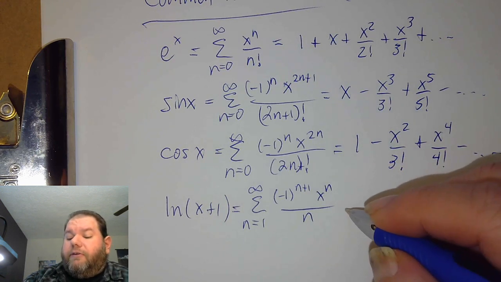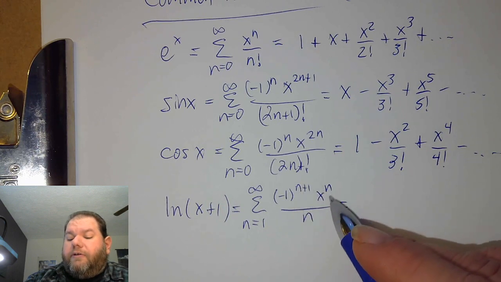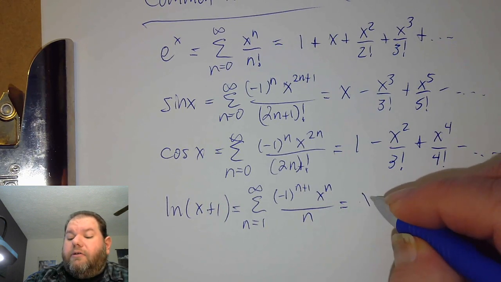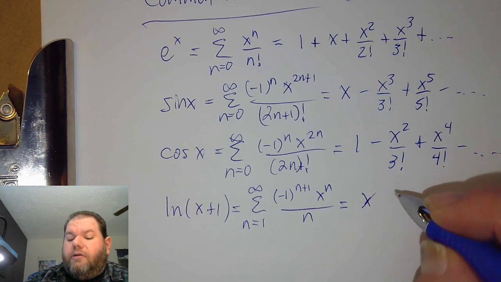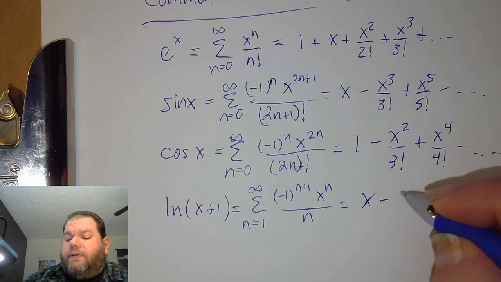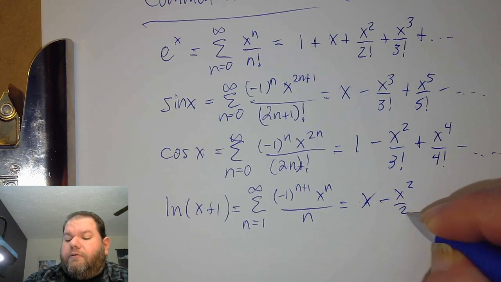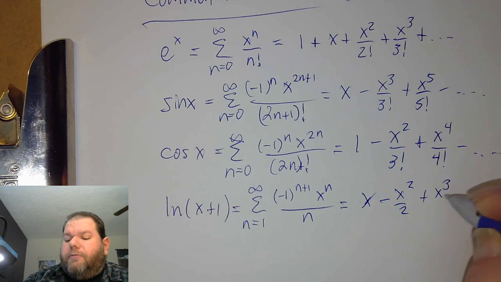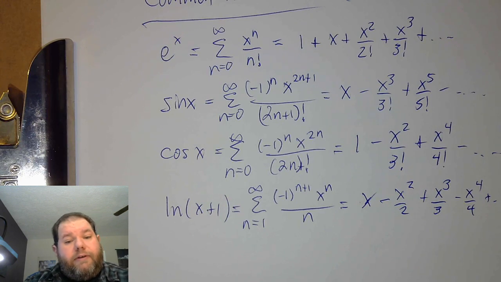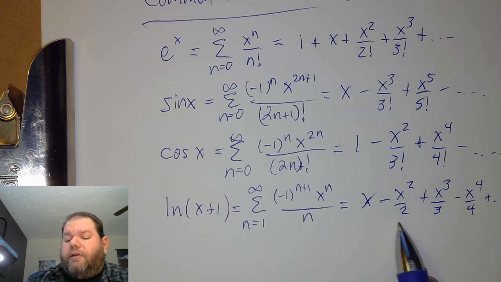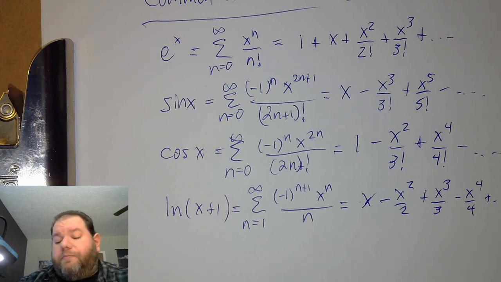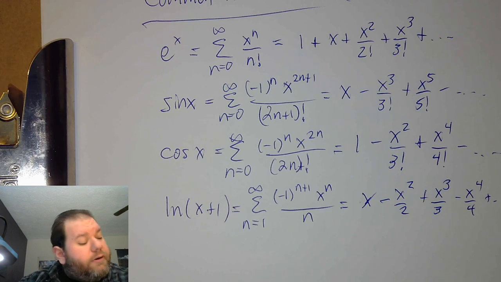So if we look at the expansion, it's actually positive x, and then minus x squared over 2 plus x cubed over 3 minus x to the 4 over 4, and so on. It no longer has a factorial in the denominator like those first three functions do. Instead, it's just an increasing standalone number, which is different.